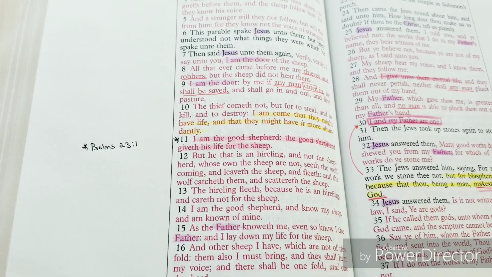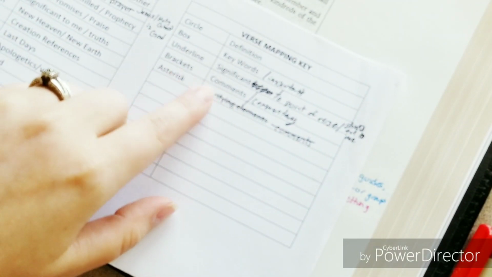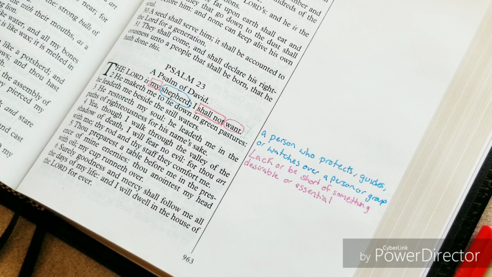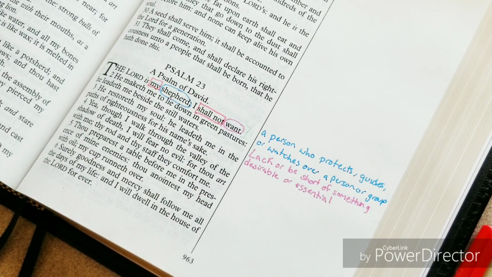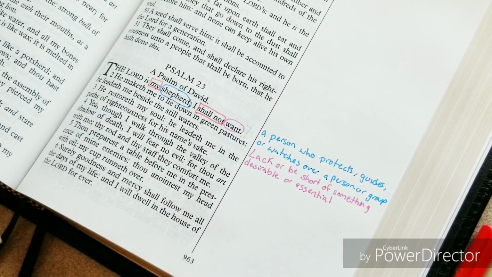So there's that. The next thing we're going to talk about is what I use brackets for, and that's for comments or commentary. It could be revelation from God. It could be something I thought and I don't want to forget. It could be historical information for the text, or really any other information that I want to write down. And I do want to write something down, so I'm going to use another color, and I'm going to bracket it in, which I already did, and my camera stopped working.